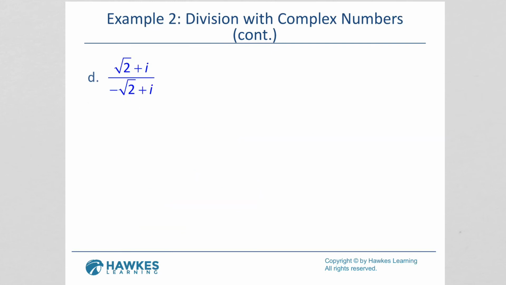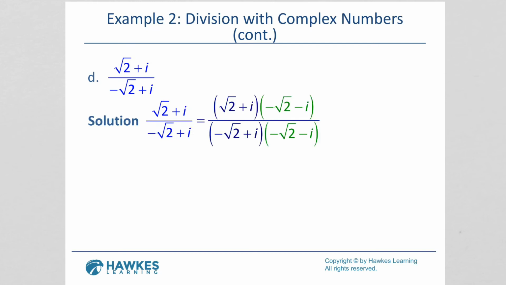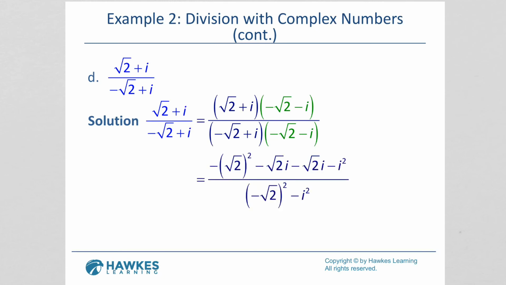Example 2d, we have the square root of 2 plus i over negative square root of 2 plus i. The conjugate here is going to be negative square root of 2 minus i. So I'm going to take numerator and denominator times negative square root of 2 minus i. When I distribute in the numerator, I have negative square root of 2 squared minus square root of 2i minus square root of 2i minus i squared.